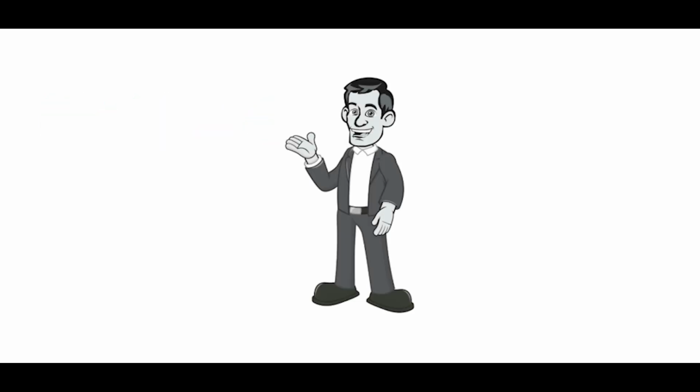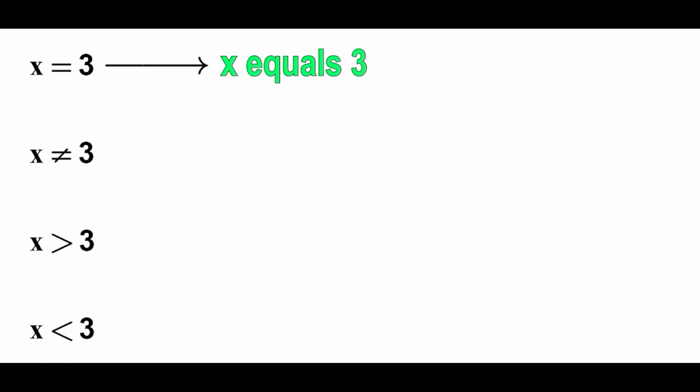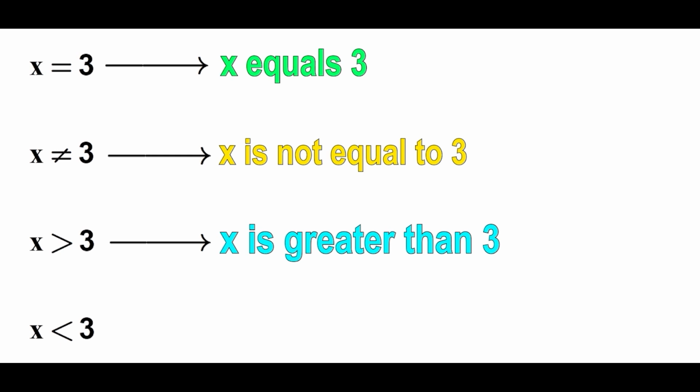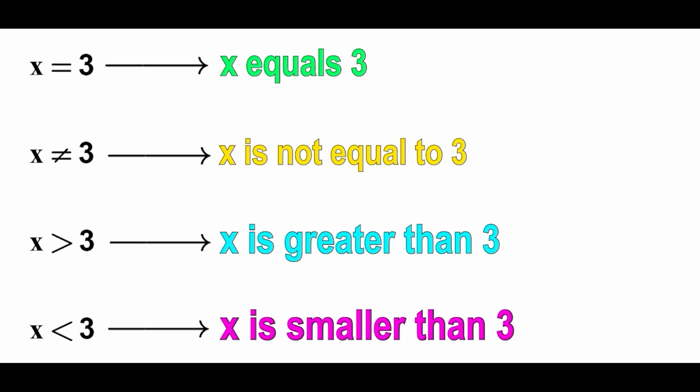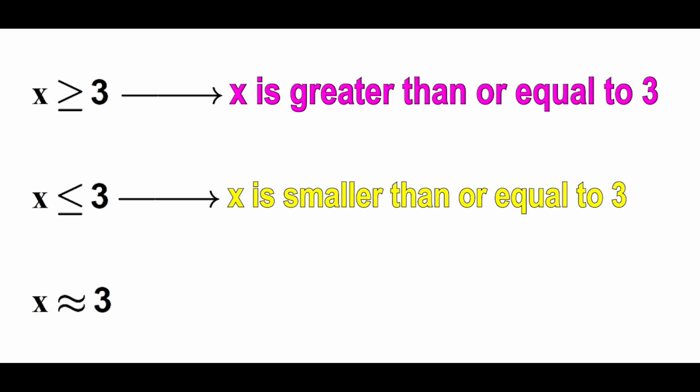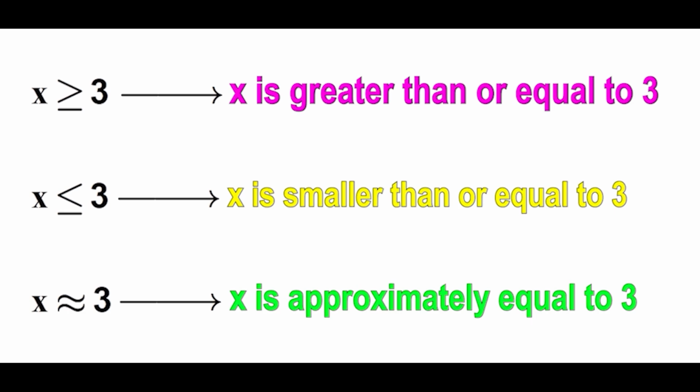As you know, equations are not always equal. Sometimes you could get a different symbol instead of the equal sign. Let me explain with an example. X equals 3. Now we read it: X is not equal to 3. X is greater than 3. X is smaller than 3. X is greater than or equal to 3. X is smaller than or equal to 3. X is approximately equal to 3.